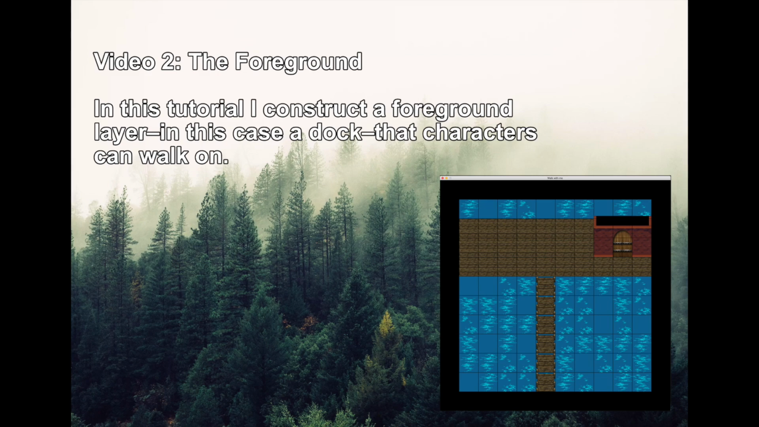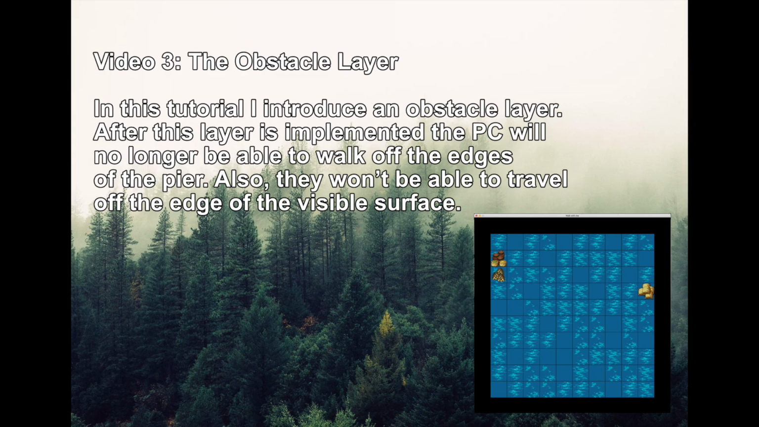In the next video, the second video, I'm going to construct the foreground. And in the case of my program, it's going to be a dock. In other words, something that characters can walk on. In the third video, I'm going to construct obstacles. After the obstacle layer is implemented, the PC will no longer be able to walk off the edges of the pier. Even more importantly, they won't be able to travel off the edge of the visible surface.